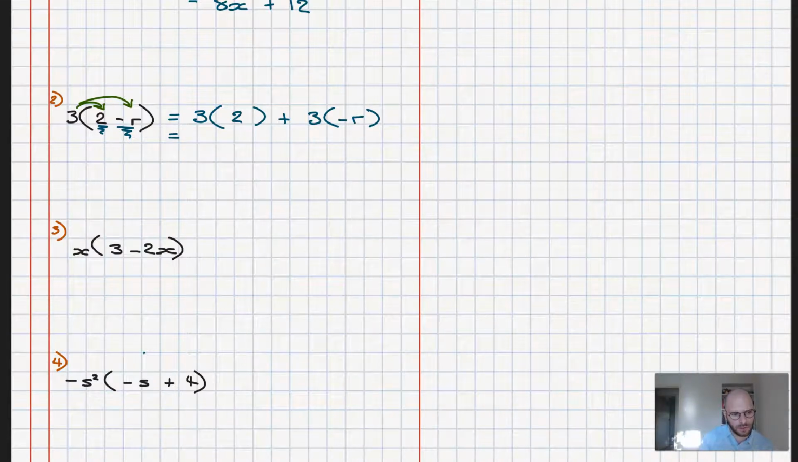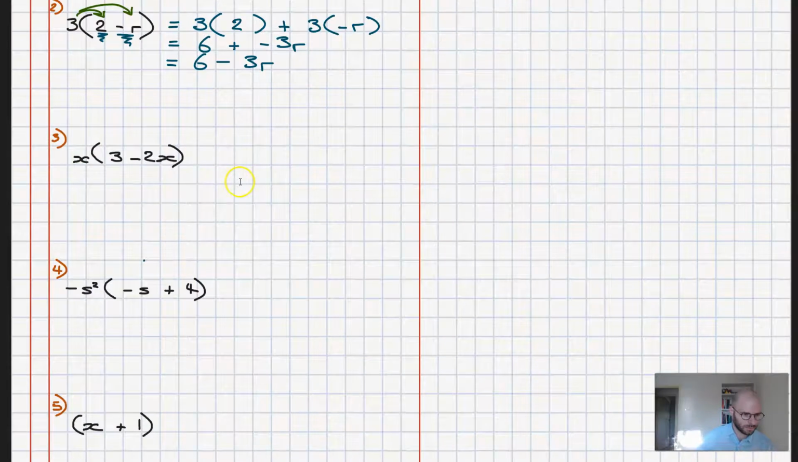Simplifying this, I'm going to have 3 times 2 is 6, plus 3 times minus r is going to be minus 3r. Simplifying this further, because notice we've got this plus and the minus, we don't need the plus if we've got a minus there, so we'll go 6 minus 3r. And that's as simple as we can take it. Going down to example 3.